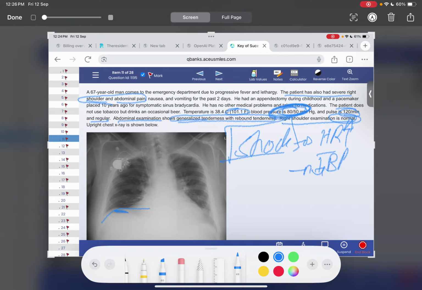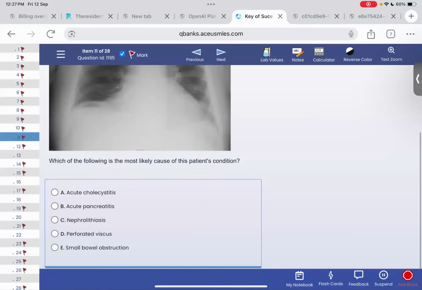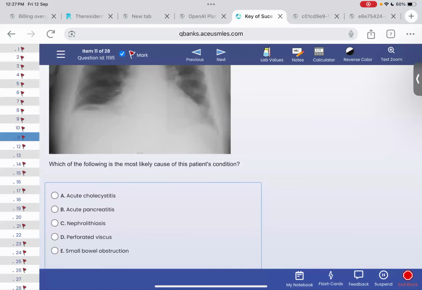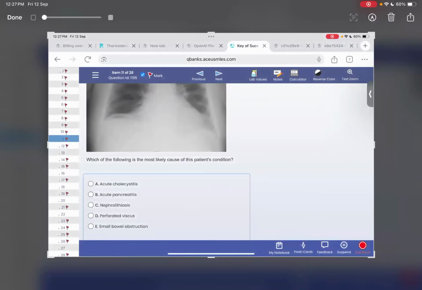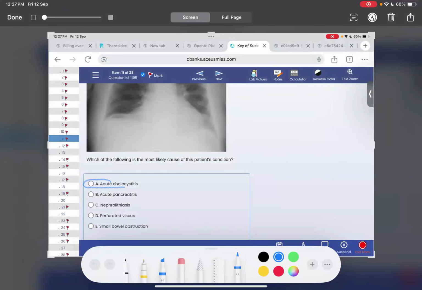The scenario is the same as cholecystitis, but the main point is you have to look at the X-ray. In the X-ray, there is no free air under the diaphragm. If there is a perforation, that perforation leads to gas under the diaphragm. So let's come to the question. Which of the following is the most likely cause in this patient? I have excluded cholecystitis because there is no free air under the diaphragm. Am I right?